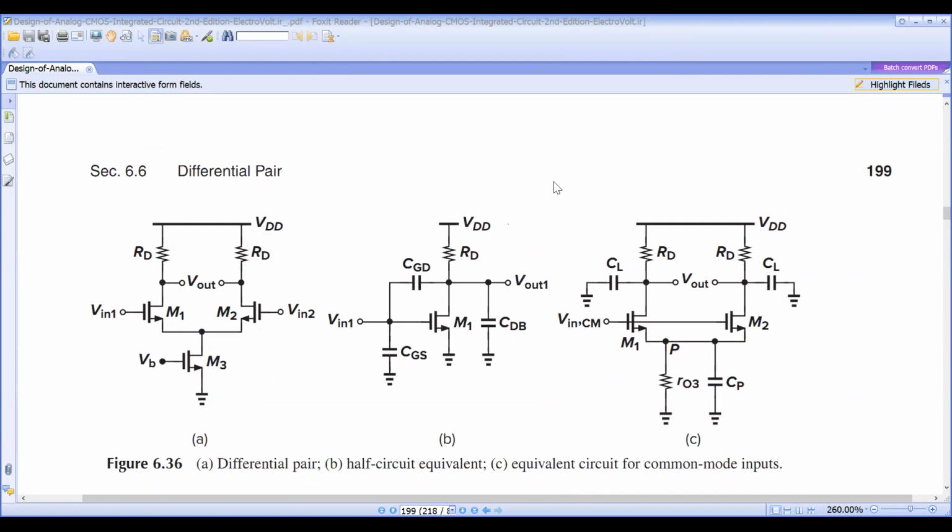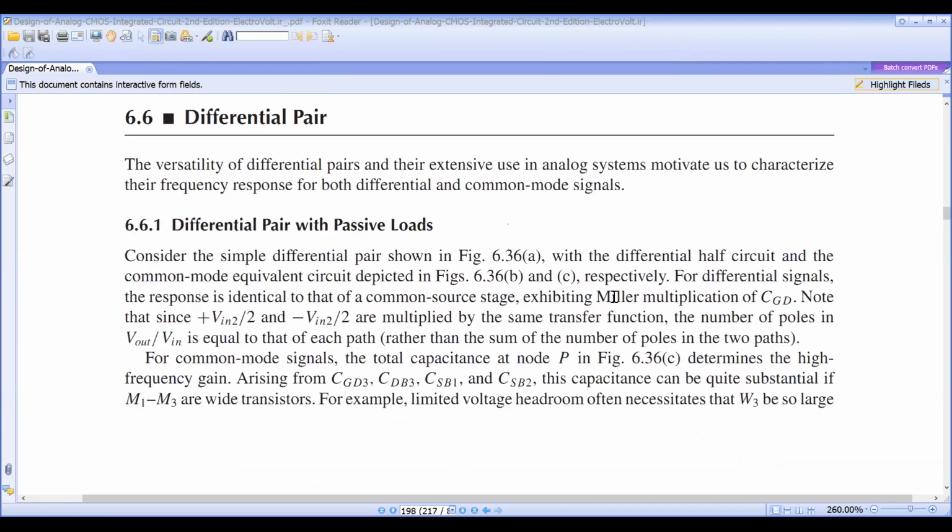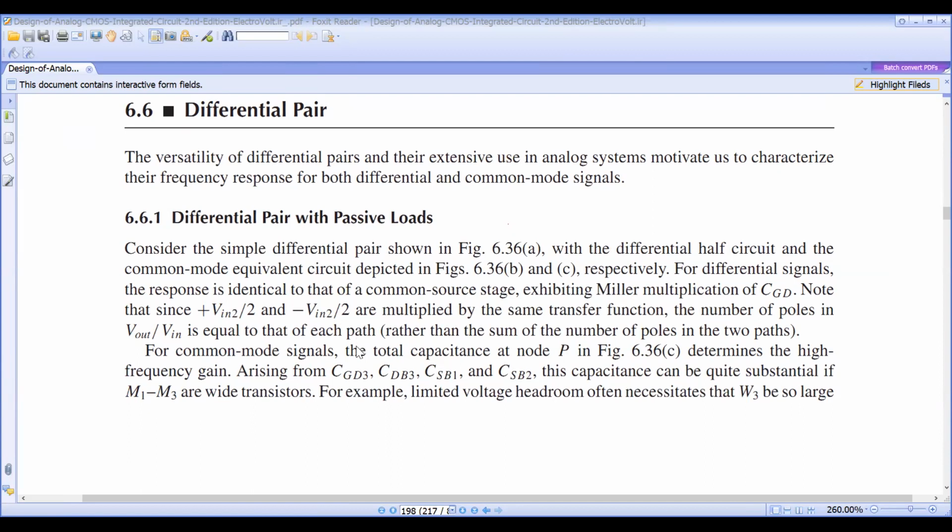See one more thing. For differential signals, the response is that of the CS amplifier, and the Miller multiplication is applied to the gate to drain capacitance. Both signals are half of the input with different polarities, so they are multiplied by the same transfer function. The number of poles in the transfer function is equal to that of each path, one on the left hand side and one on the right hand side.